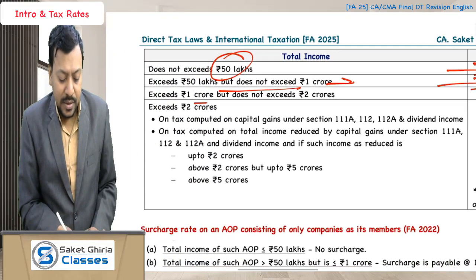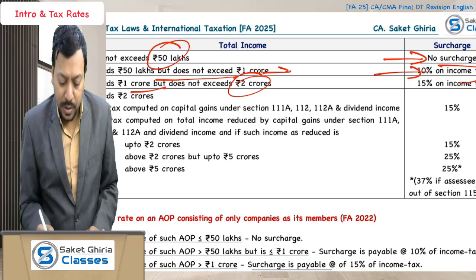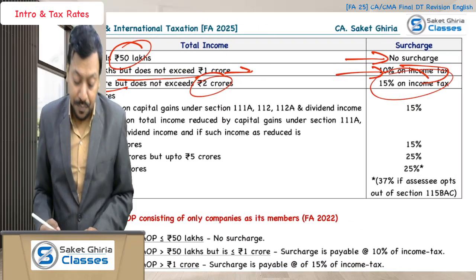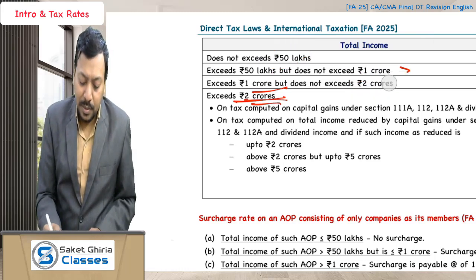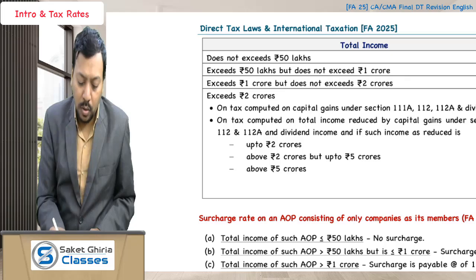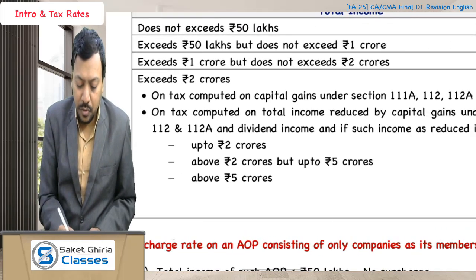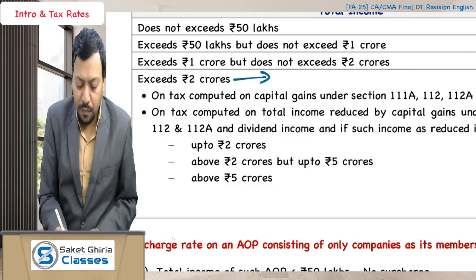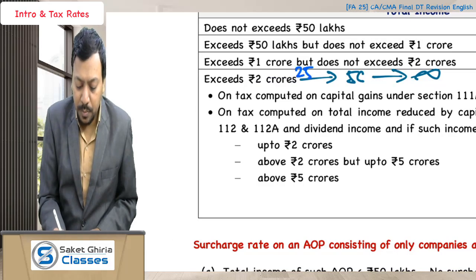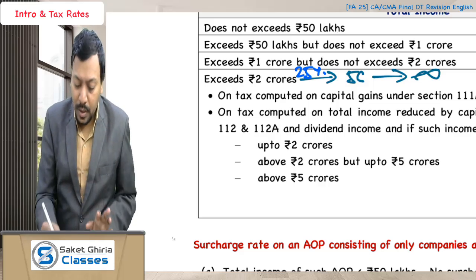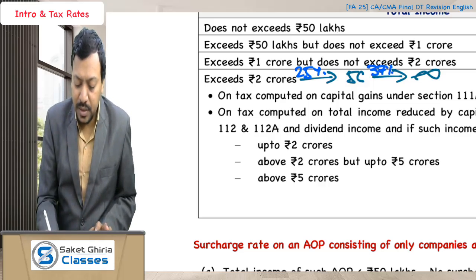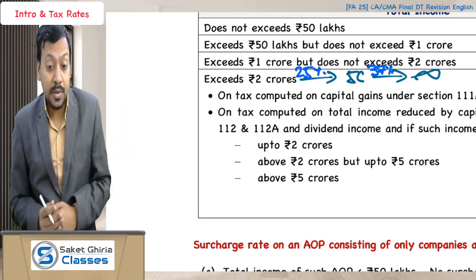If your total income exceeds 1 crore and is up to rupees 2 crore, then the rate of surcharge is 15% of the income tax. If your total income exceeds rupees 2 crore, here there is a reason. The earlier provision was: if your total income exceeds 2 crore to 5 crore, and 5 crore to beyond. If the total income exceeds 2 crore up to 5 crore, the rate of surcharge will be 25%. If the total income is 5 crore and beyond, the rate of surcharge will be 37%. So 37% rate of surcharge.